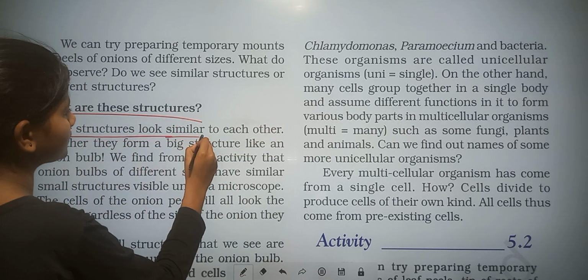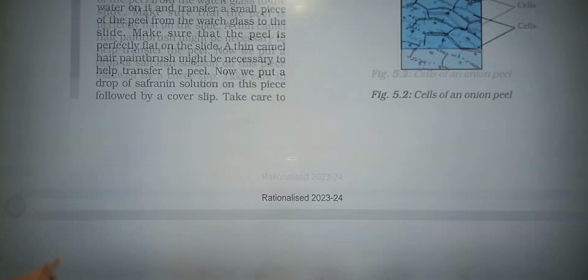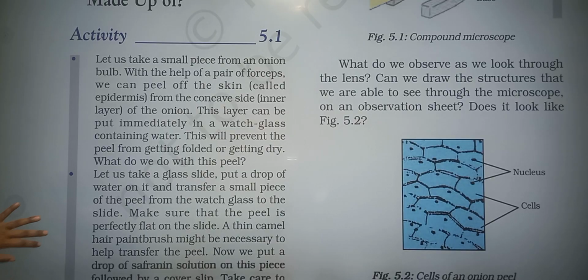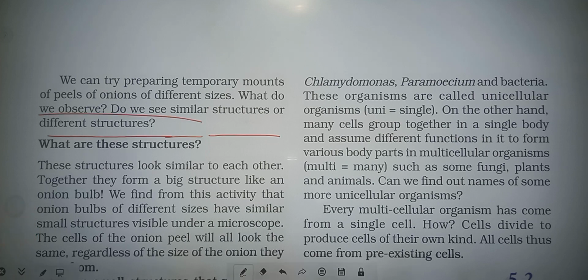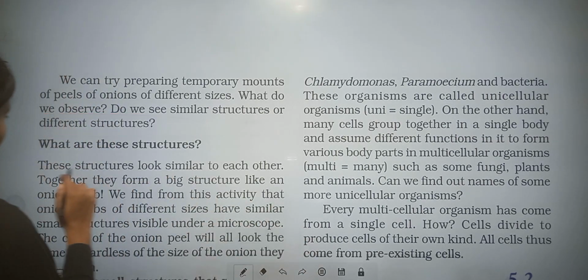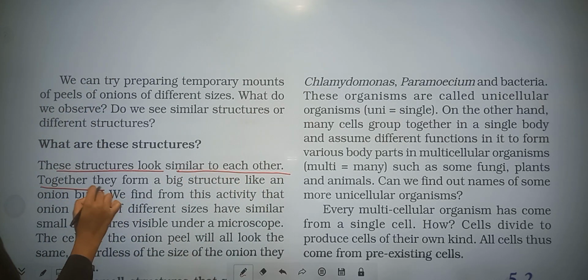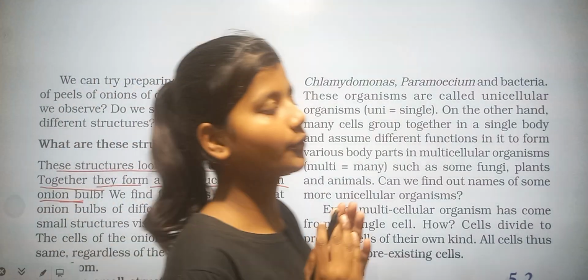This structure looks similar to each other. You can also see here, the structure is similar to each other. Together they form a big structure like an onion bulb.